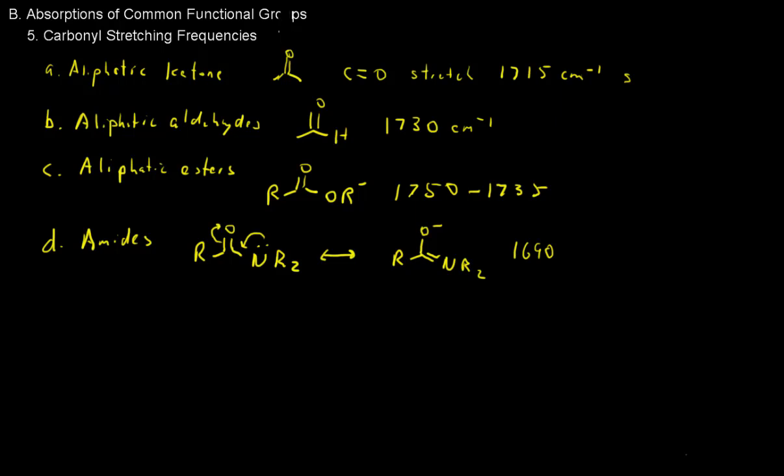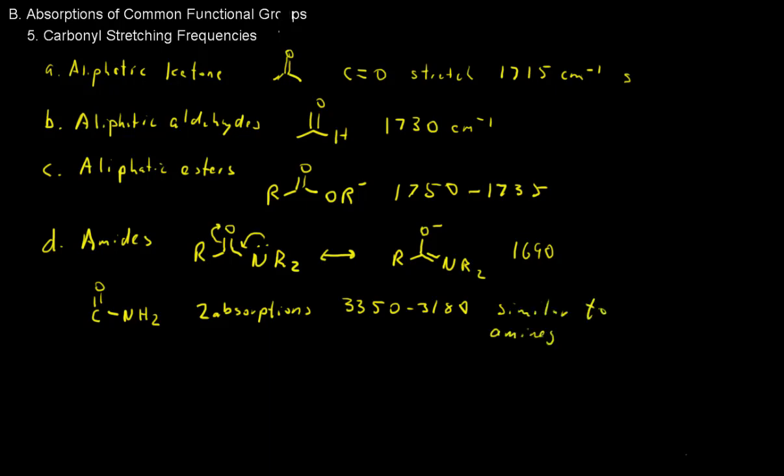The other thing to be aware of in amides is if you have a primary or a secondary amide. This would be a primary amide. This is going to be similar to an amine, not exactly the same. With a primary amide, you're going to see an amine-like absorption, and you'll see two absorptions in the region of 3350 to 3180. So that's similar to amines.